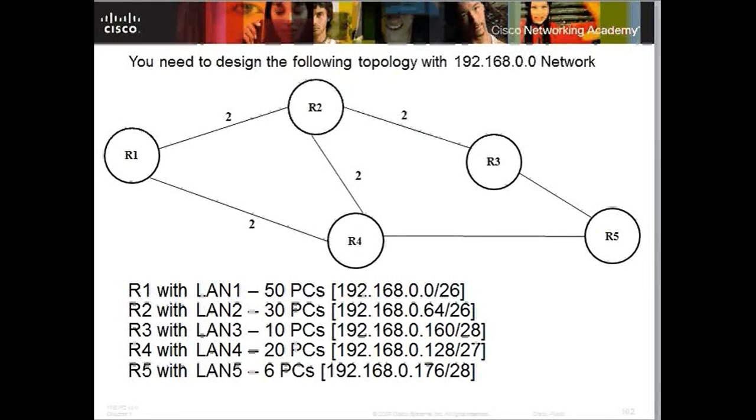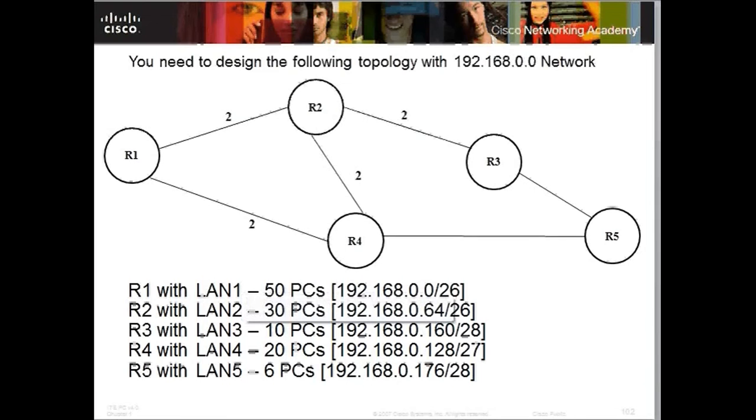So with this example, let's understand this. Here I am giving a specification that R1 is required. The requirement of R1 is that R1 needs to be connected with 50 PCs. So the requirement is that 50 PCs should have 50 IPs.